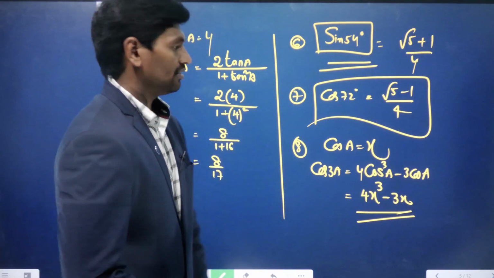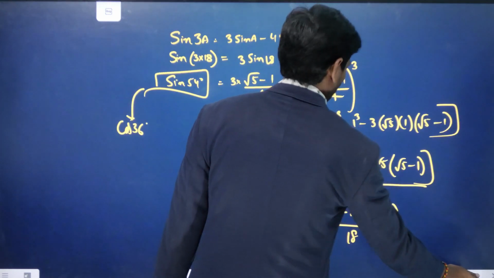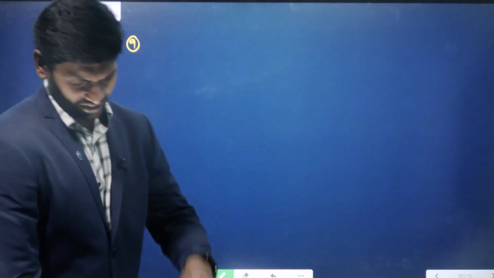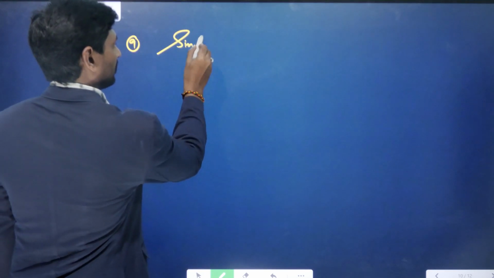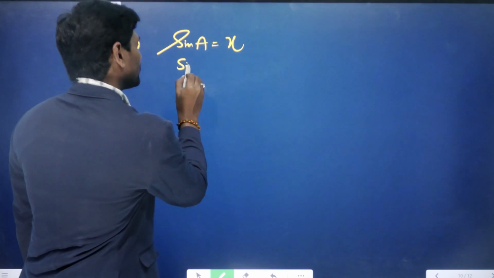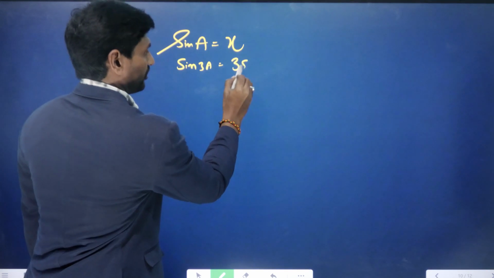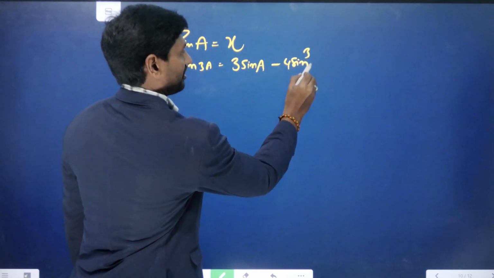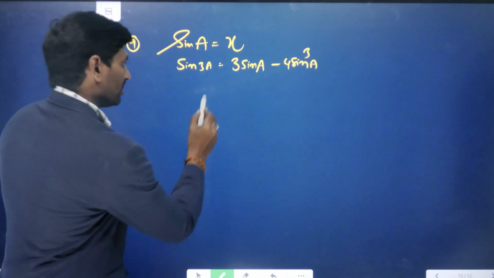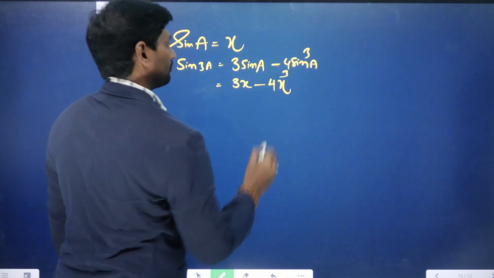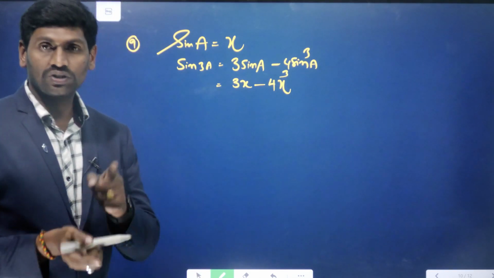Let us go to the next problem. Question number 9. The 9th question is given that sin A value is x, same as the 8th problem. Sin A is x, then we need to identify the sin 3A value. What is the sin 3A formula? Very good. Sin 3A is 3 sin A minus 4 sin cube A. Okay? So 3 into sin A value x minus 4x cube. Let us go to the next problem. Question number 10.